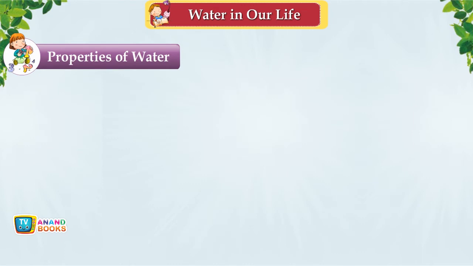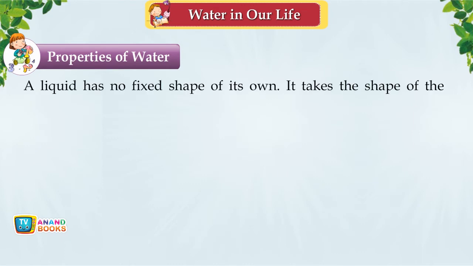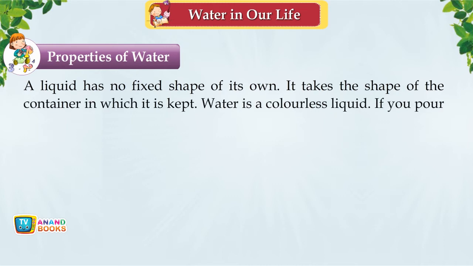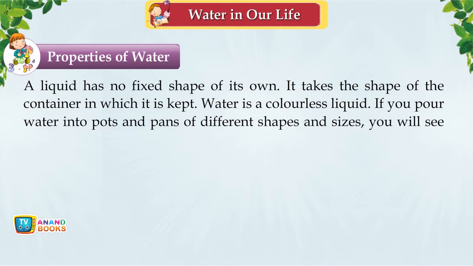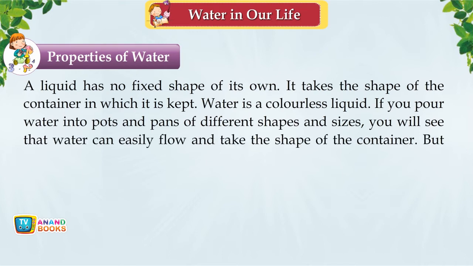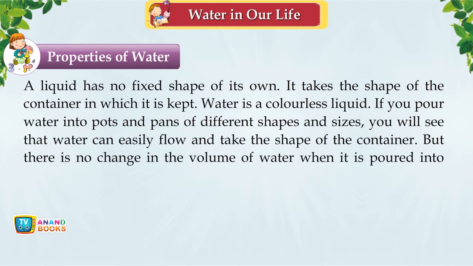Properties of water. A liquid has no fixed shape of its own. It takes the shape of the container in which it is kept. Water is a colorless liquid. If you pour water into pots and pans of different shapes and sizes, you will see that water can easily flow and take the shape of the container. But there is no change in the volume of water when it is poured into different containers.